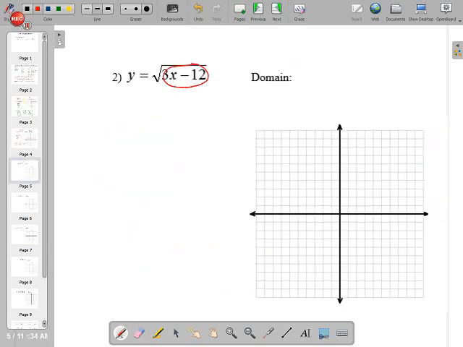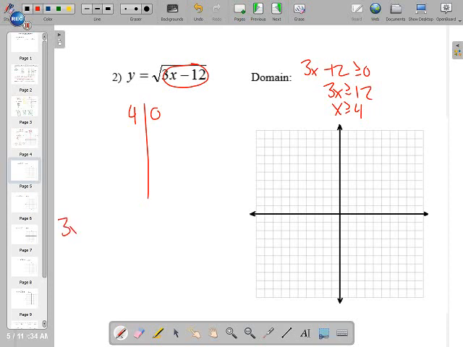Let's try another one. Set the radicand greater than or equal to 0. So 3x minus 12 is greater than or equal to 0, 3x is greater than or equal to 12, x is greater than or equal to 4. That's the first point in my table. If I plug in 4, 3 times 4 is 12, 12 minus 12 is 0, and the square root of 0 is 0. I need to figure out more values I can use, so I'm going to write 3 little helper equations.